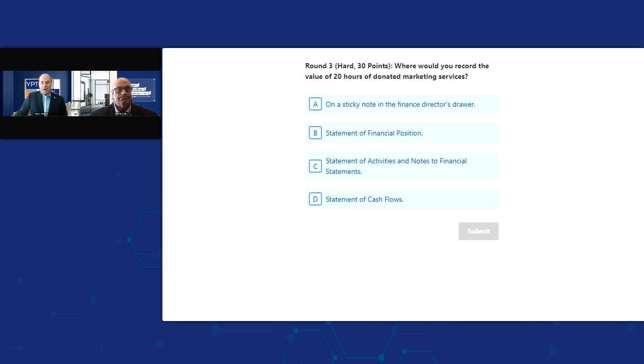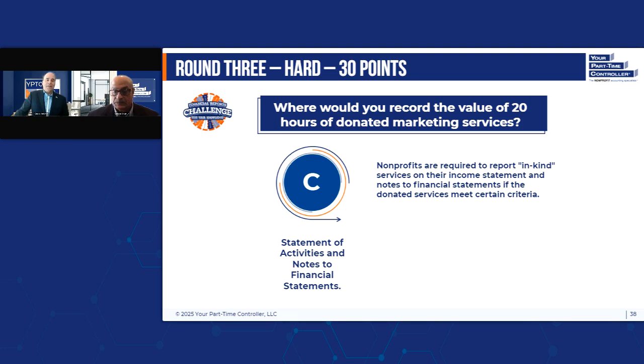All right, let's see what our correct answer is. Oh, it is C, the statement of activities and notes to the financial statement. When we're required to report some in-kind activity, we're going to report that as a separate line in our statement of activity, aside from cash contributions. And we're also going to have the offsetting expenses, the marketing expenses, if you will, in order to be in compliance with GAAP, with generally accepted accounting principles.